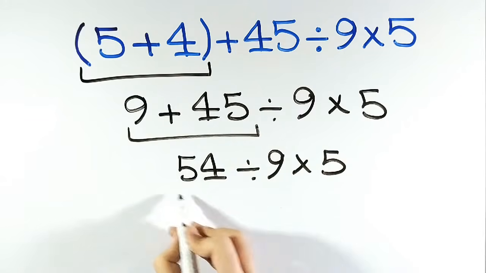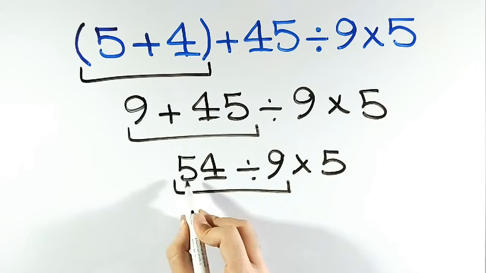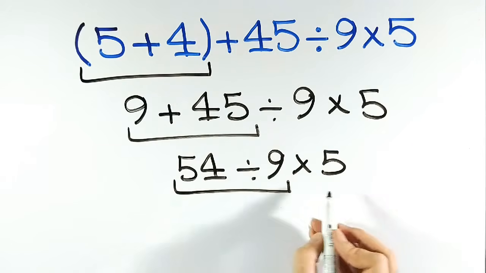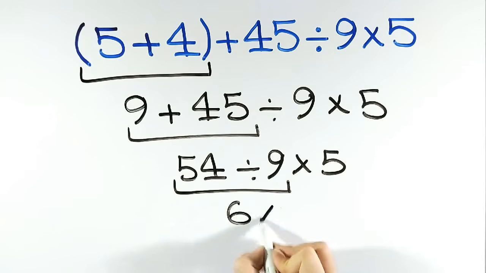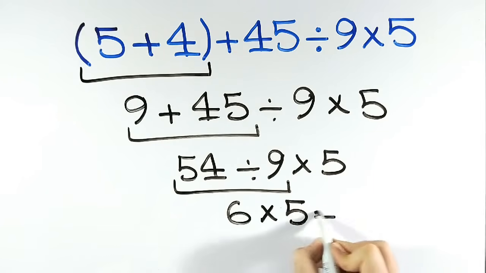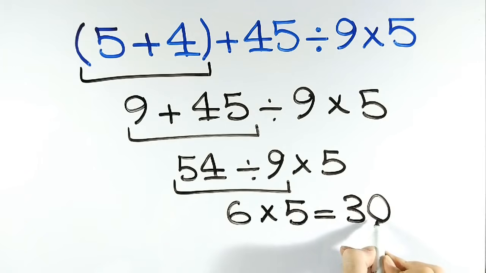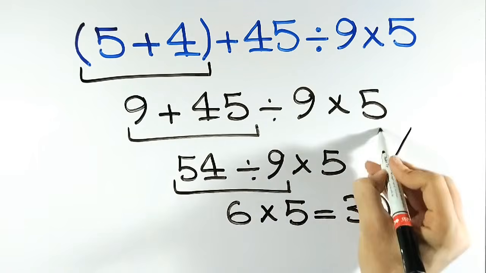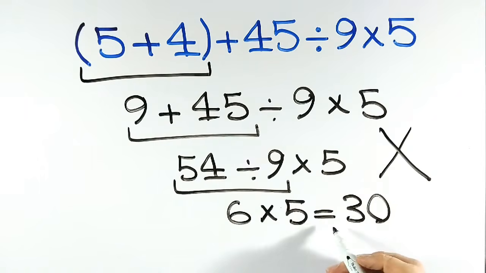And the final step, they go for the division between 54 and 9 and write this expression as 6 multiplied by 5, which finally gives them the answer 30. However, it's not the correct answer to this question.